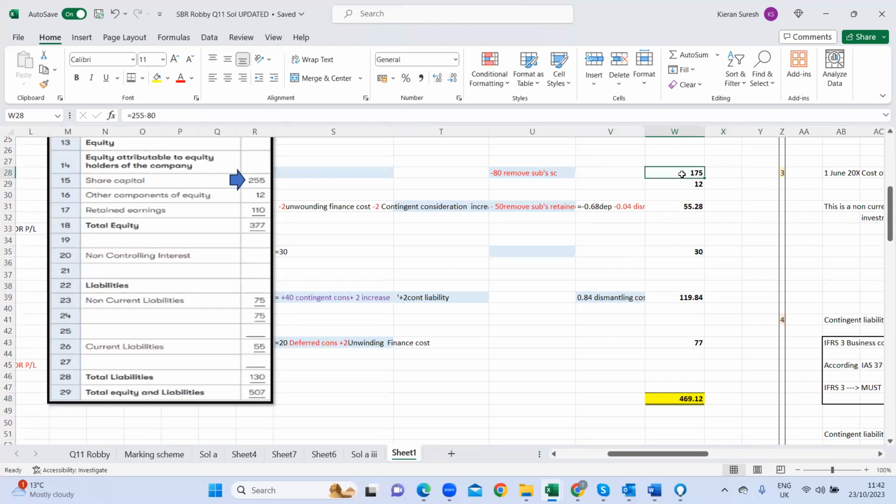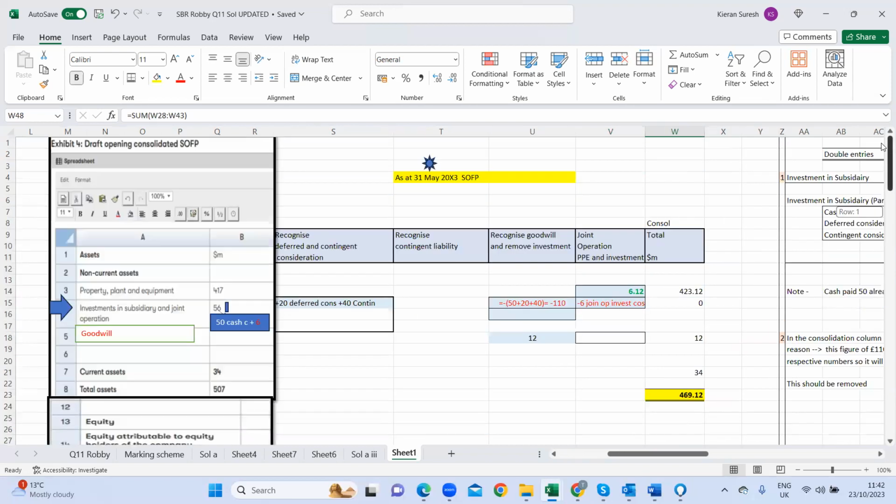So this was 175. That means 255 minus 80. This is 12, which is the other components. No change here. 55.8, I've already shown this. 30 is NCI. Dismantling costs, I've already done this. 75 non-current, 40 contingent consideration, plus 2 increase in the contingent considerations, plus 2 contingent liability, and then plus 0.84. And then unwinding, 55 non-current, other current liability, 20 deferred consideration, and 20 is unwinding finance cost. If you add them up, that should come up to 69.2, right?